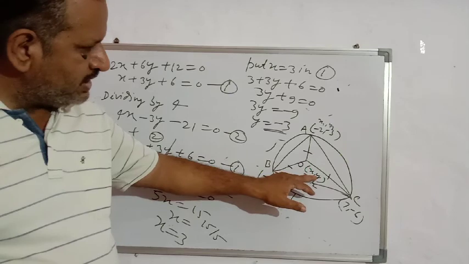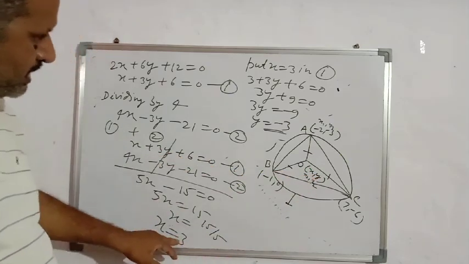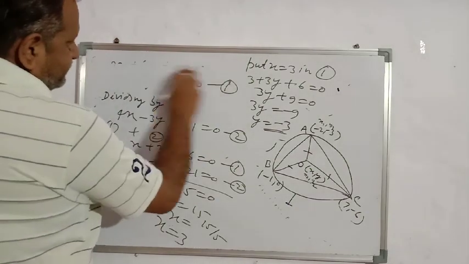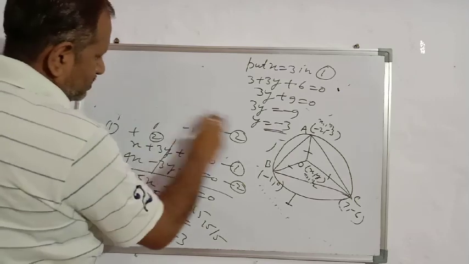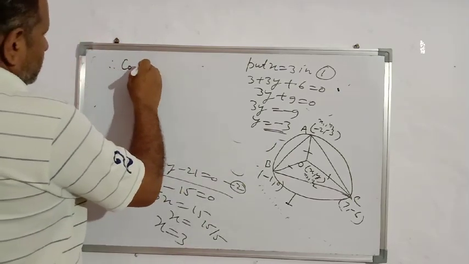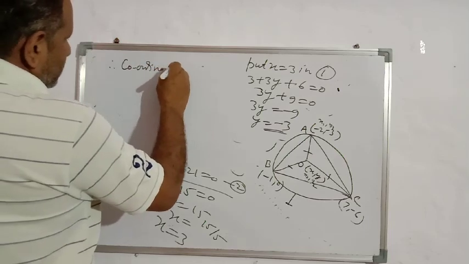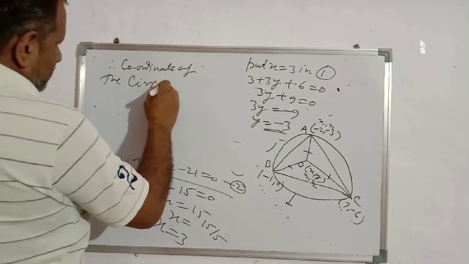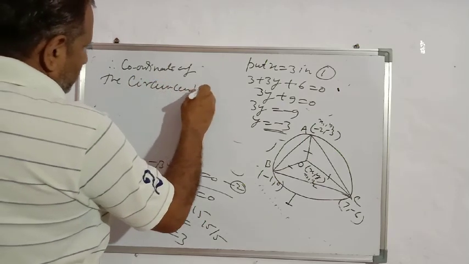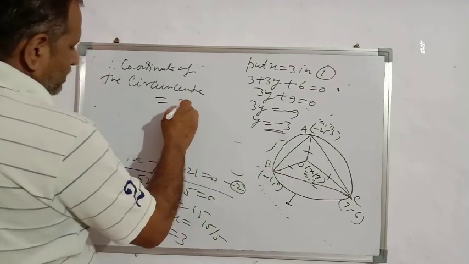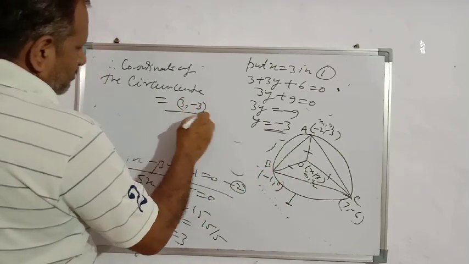Coordinate of the circumcenter is x comma y. So what will be the coordinate? 3 comma minus 3. Therefore, the coordinate of the circumcenter is 3 comma minus 3.